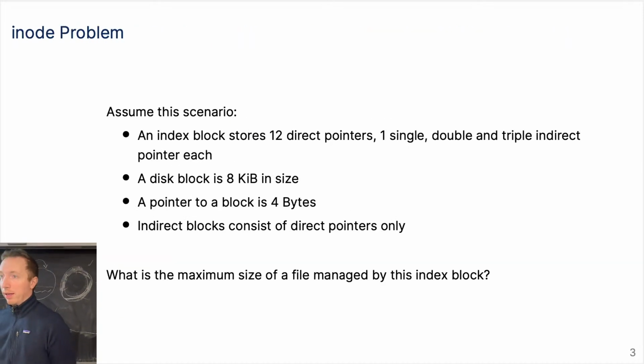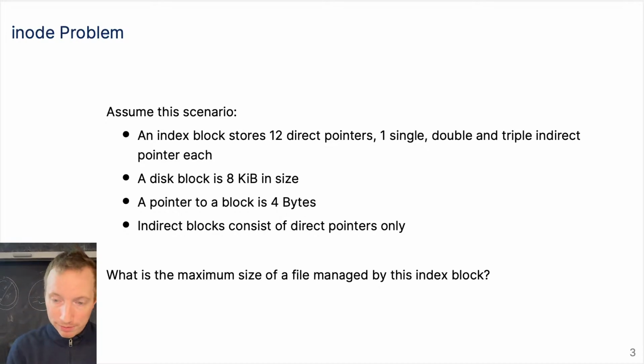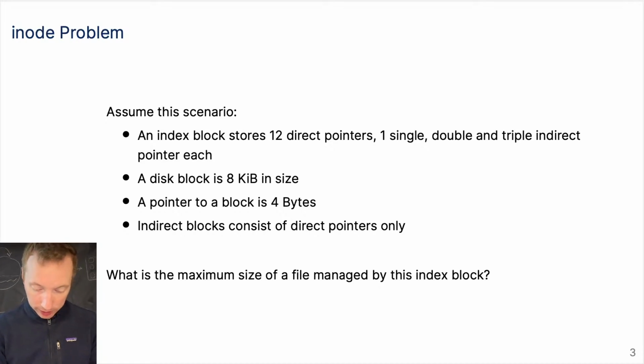So given that, now we can figure out how big of a file we could support. This is the scenario I was talking about before for an inode. It could store 12 direct blocks, one single indirect, one double, and then one triple. Each block is 8 kilobytes in size, a pointer to a block is 4 bytes, and indirect blocks consist only of pointers, so it's however many pointers you can fit on a block.